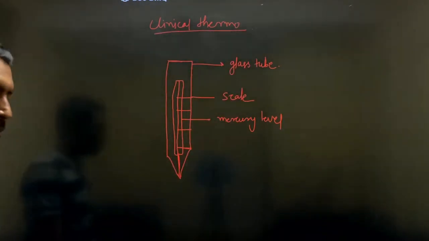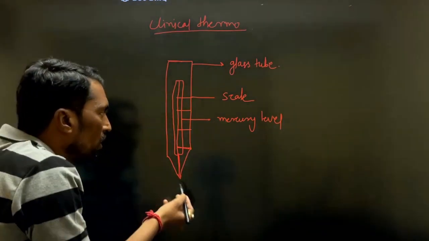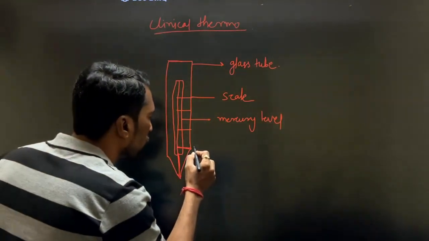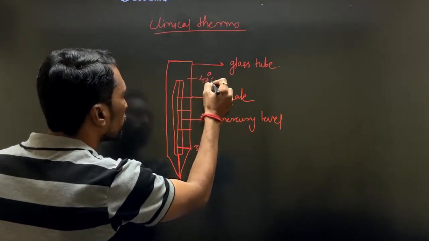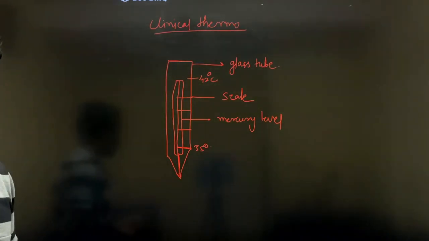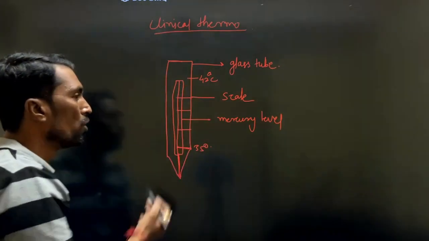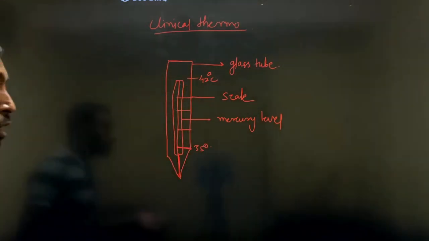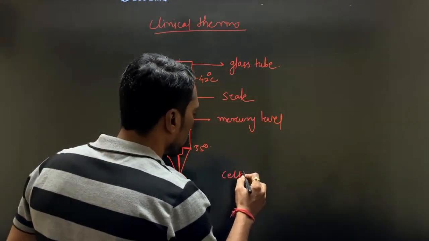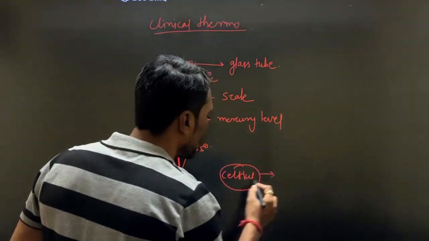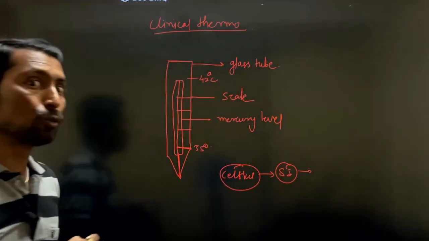Clinical thermometers are used to measure the temperature from 35 degrees Celsius up to 42 degrees Celsius. So what is Celsius? Celsius is the SI unit.